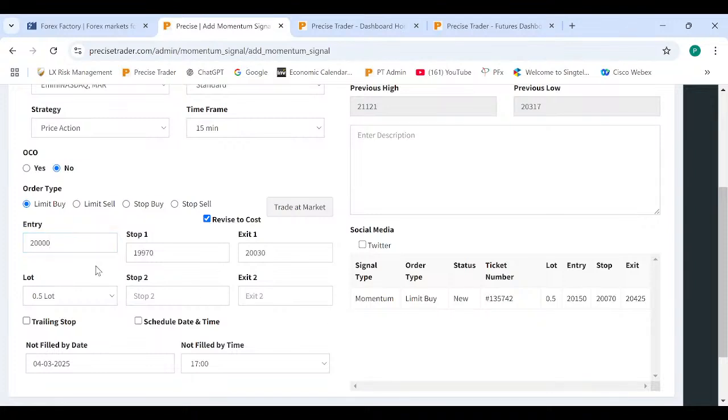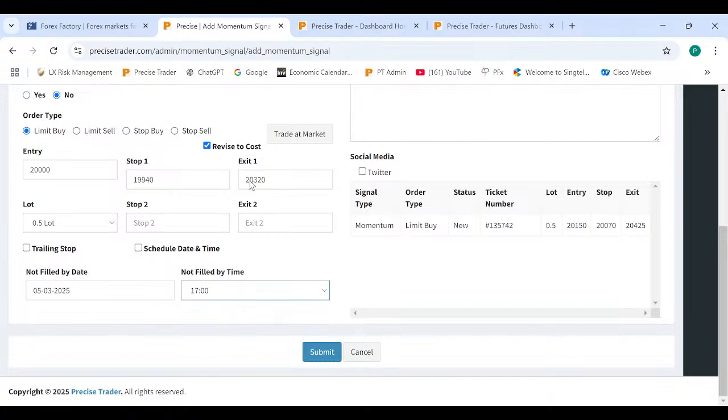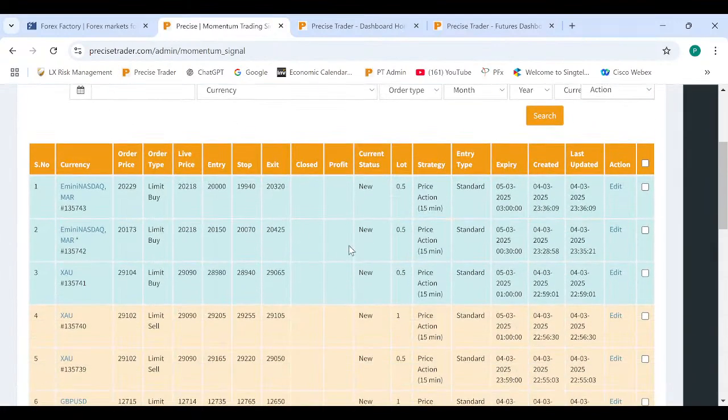We just put it at 20,000 and 19940, and this one again 20320. Okay, we just put about 300 points, and this one we can put until 3 a.m. Okay, so we just let this work. In the event we get stopped out on the other one, this can give us some returns. If it doesn't get filled, then tomorrow we got to sit again and do that.